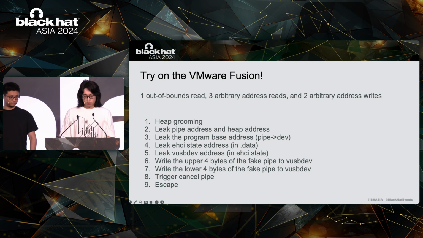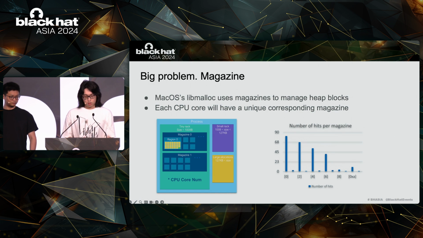However, the actual exploit does not stop here. We still face a big problem. The problem comes from macOS itself. The macOS libmalloc uses magazines to manage heap blocks, with each CPU core having a unique corresponding magazine. When a program executes malloc, malloc finds the corresponding magazine to complete the heap chunk allocation based on the current CPU core of the process. This means that every time we allocate a heap chunk, the corresponding magazine and memory area are random. This causes a very big problem for us.